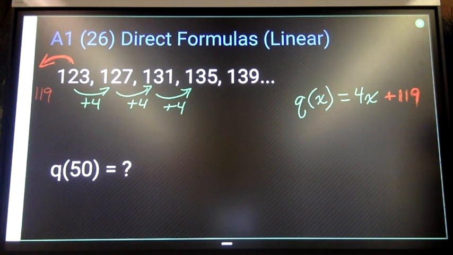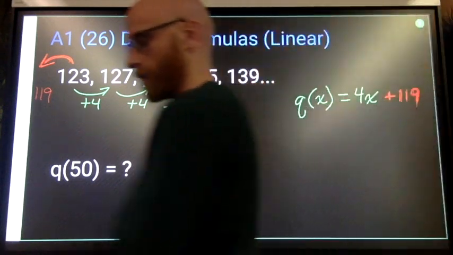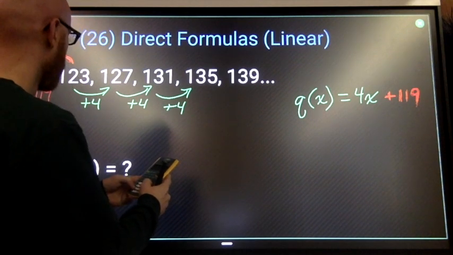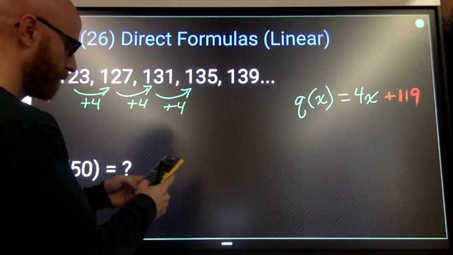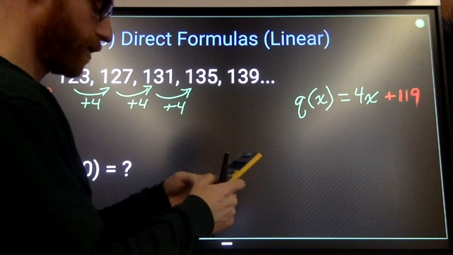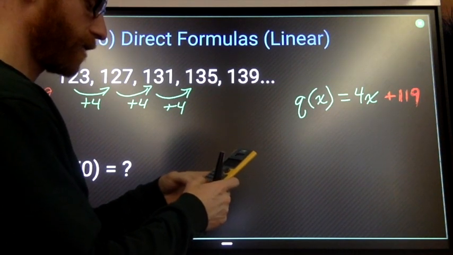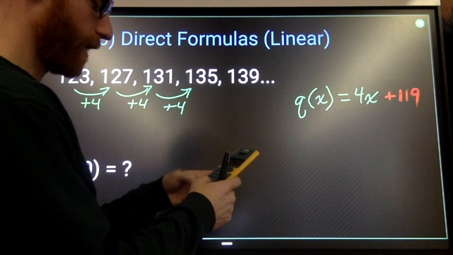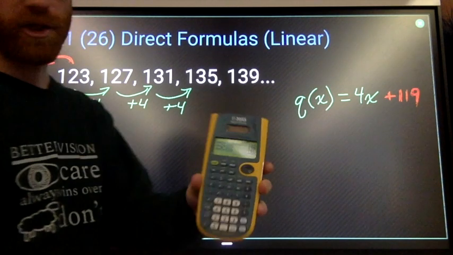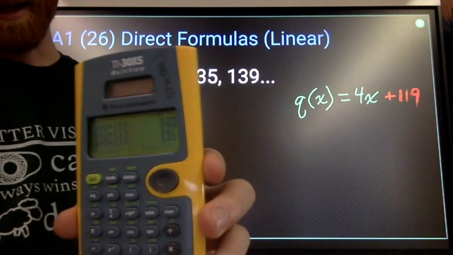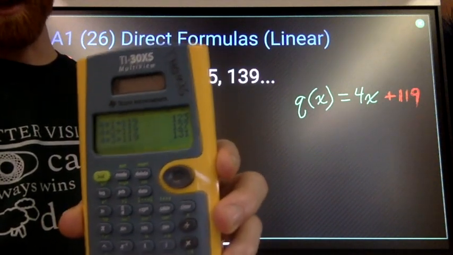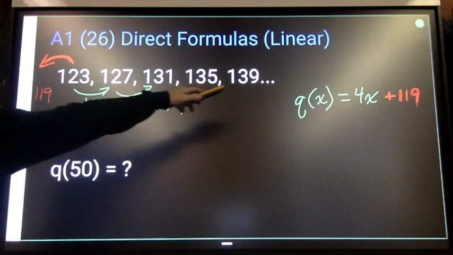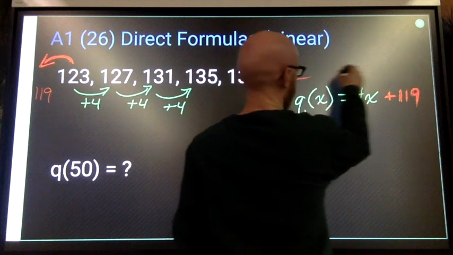If I'm not sure, I can try a couple numbers. 4 times 1 plus 119. 4 times 2 plus 119. 4 times 3 plus 119. Make sure that they are actually giving me the terms in my sequence: 123, 127, 131. Okay, so this is my sequence rule.